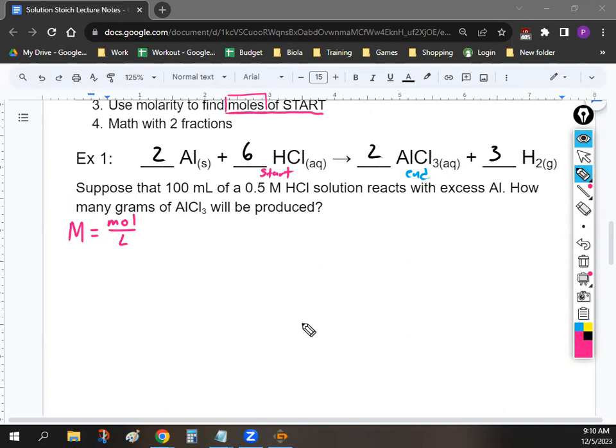All right, so let's just plug in the values that we got. Capital M is 0.5 molarity. So we're just going to plug in 0.5 molarity equals moles divided by, and then we said 100 milliliters is 0.1 liters. This is pretty much the exact same thing that we did in our warm-up.